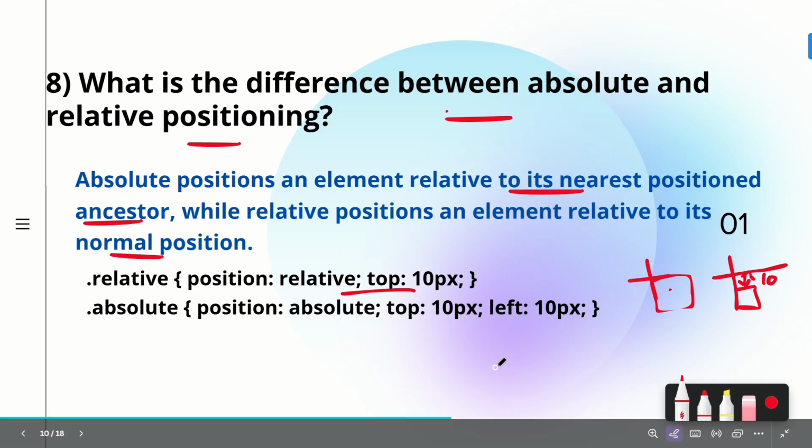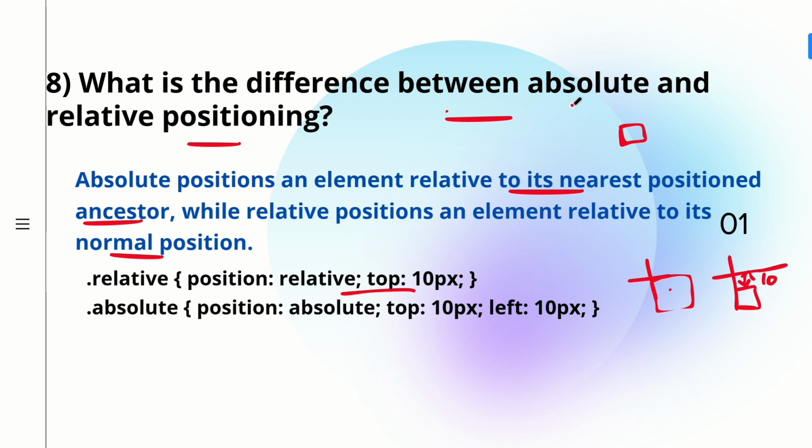Coming to absolute, suppose you have an element here and you give its position as absolute, and you have one nearest positioned ancestor, maybe relative, and for the inner one you have given absolute. In case you give top as 10 pixel and left as 10 pixel, it is going to position itself relative to the nearest positioned ancestor, that is our parent. So from top you will have 10 pixel and from left also 10 pixel. And in case you don't have any parent, then absolute is going to position itself based upon the screen width or the viewport.